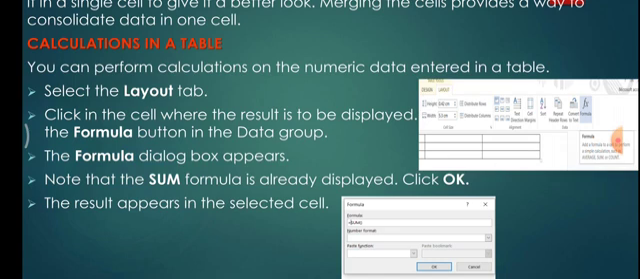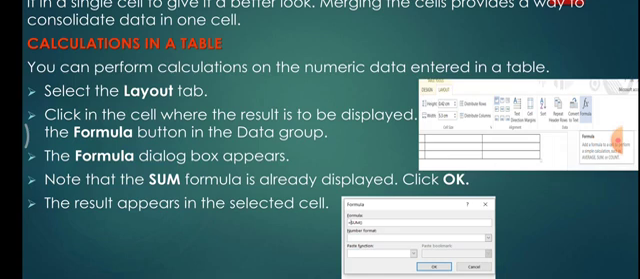First is select the layout tab. Then click in the cell where the result is to be displayed. Click the formula button in the data group. The formula dialog box appears. Note that the sum formula is already displayed. Click OK. The result appears in the selected cell.